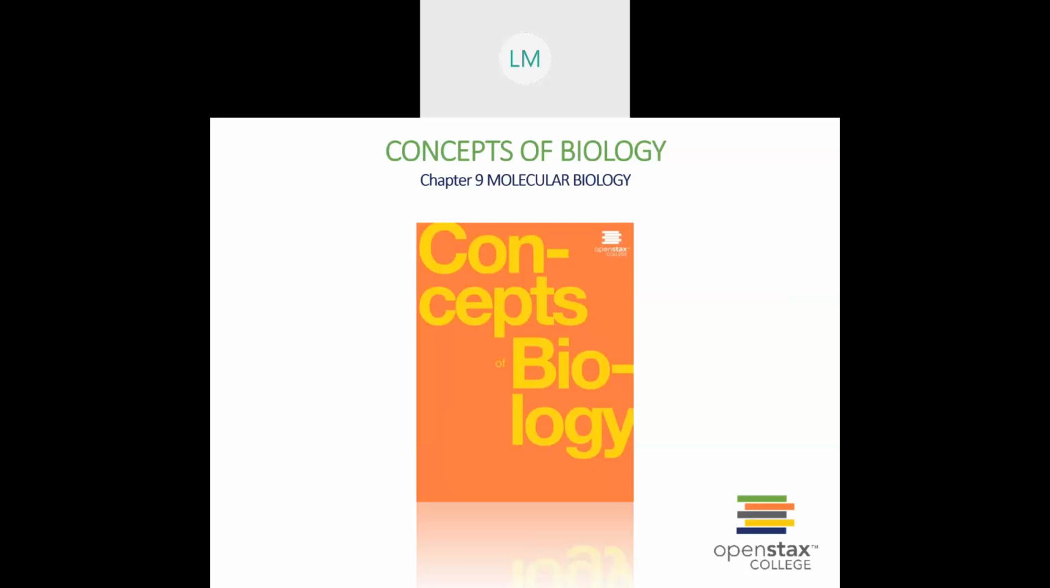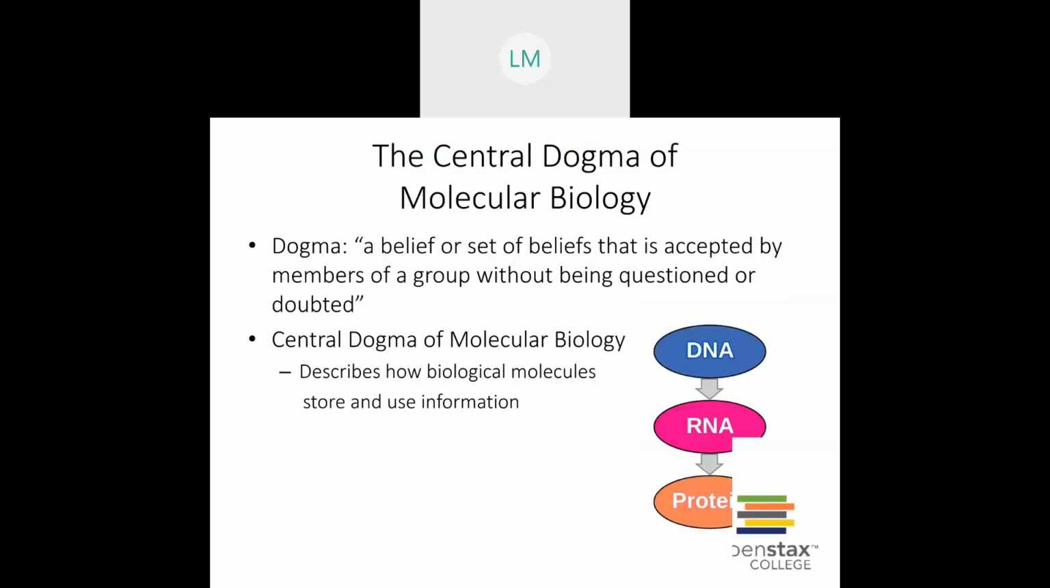So today what we're talking about is molecular biology. We're going to be talking about the processes of the cell and how we go from the information that's stored in DNA to the information that the cells need to do their cellular functions. That is basically referred to as the central dogma of molecular biology. A dogma, just in general, is a set of beliefs that people agree upon. So when we talk about the central dogma of molecular biology, we're talking about how biological molecules use the information that's stored in DNA in the cell.